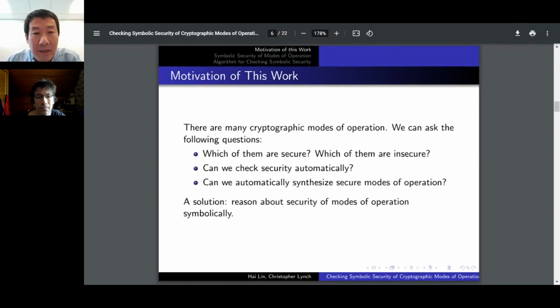So there are many cryptographic modes of operation, and we can ask which of them are secure. Can we check security automatically, or can we even automatically synthesize secure modes of operation? And a solution would be to reason about security of modes of operation symbolically and automatically. And I should say that the general framework of reasoning about symbolic security is laid out by Cassie Meadows. And what we did is that we came up with an algorithm for checking symbolic security.